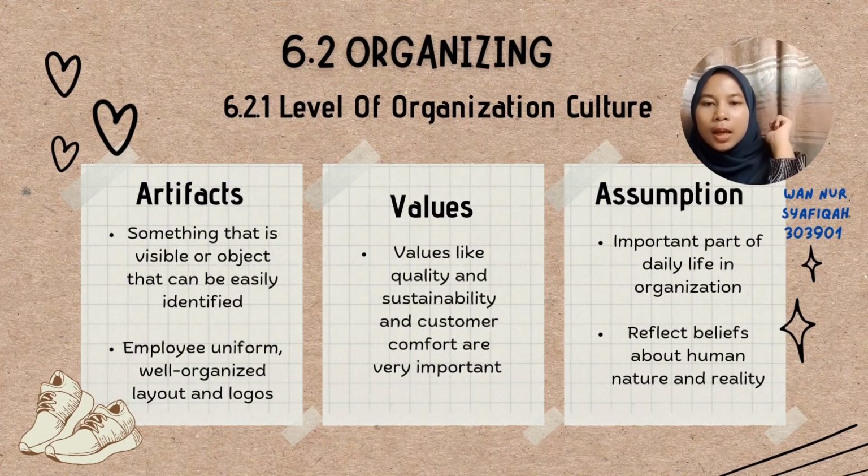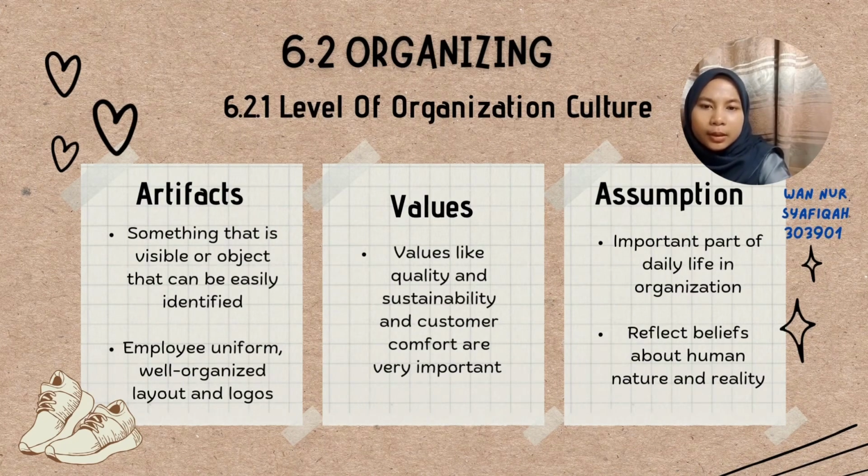The first one is artifact. Artifact is something that is visible or an object that can be easily identified. For example, employee uniforms or a well-organized layout and logos. The second level of organizational culture is values. Values like quality and sustainability and customer comfort are very important. The third level is assumption. Assumption is an important part of daily life in the organization. It reflects beliefs about human nature and reality.